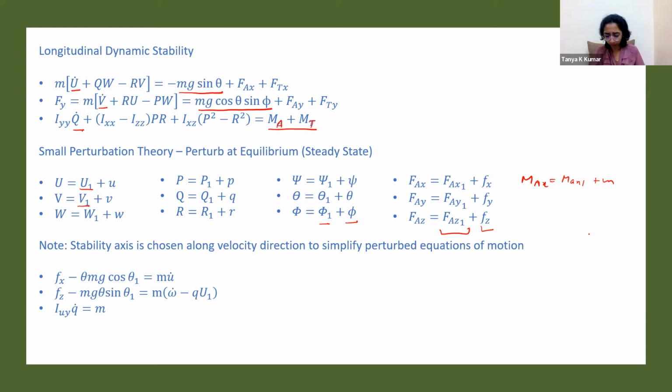Once you choose the stability axis, your final perturbed equations of motion in the longitudinal case are given by these three equations. Fx is the perturbed aerodynamic force, Fz is the perturbed aerodynamic force, and M is the perturbed moment. All of the terms with subscript 1 are measured at steady state, so theta 1, u1, all of those are steady state values. These are the three perturbed equations of motion after your simplifications.